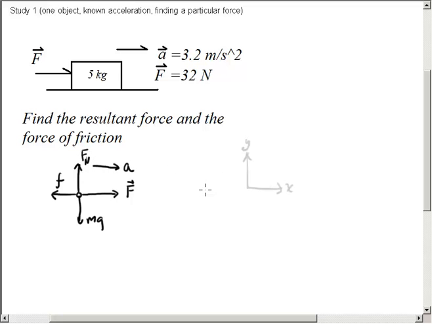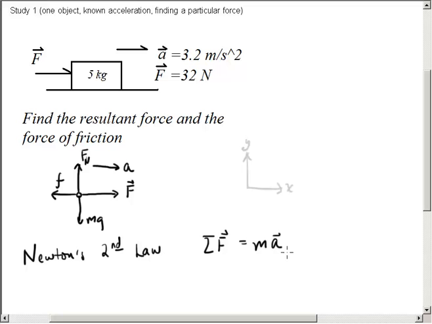Alright, the next thing I want to do is state Newton's second law. So take just a minute, pause the video, and state Newton's second law. Okay, Newton's second law is that the net force is equal to the mass times the acceleration, both vectors.